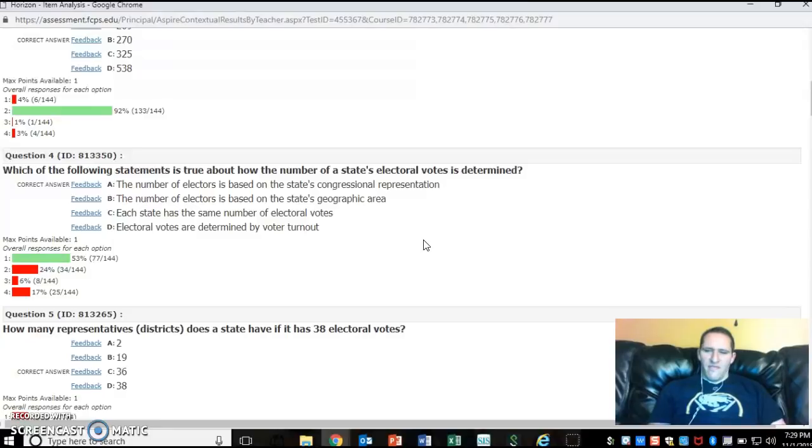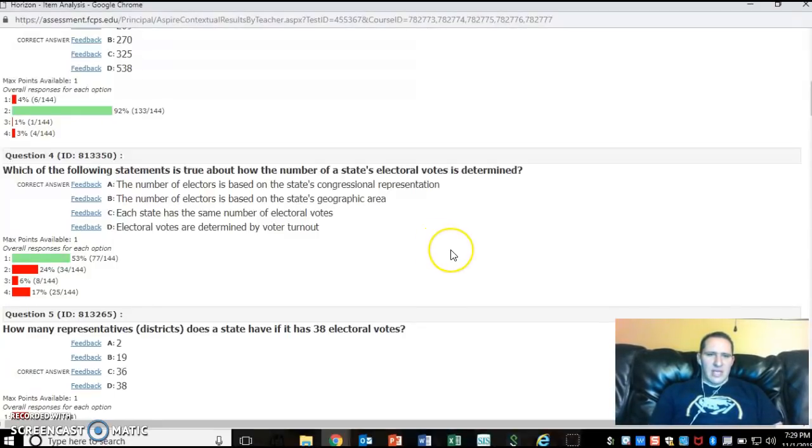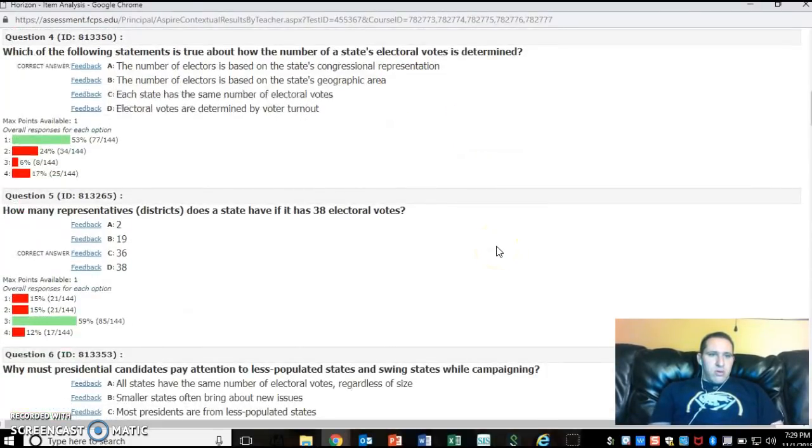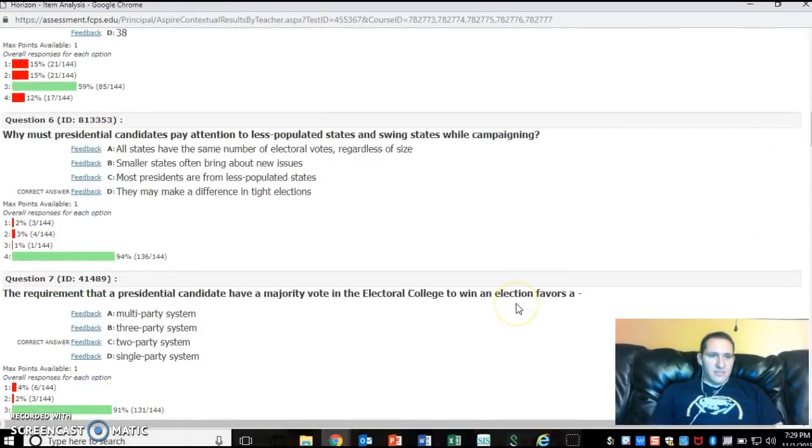Electoral votes are determined by voter turnout. So that doesn't make any sense. Like, the more people that show up to vote, the more electoral votes. No, it's A. And that was, by the way, directly from the Quizlet set. Number 5. 59% of you got this right. Okay, if the state has 38 electoral votes, we know every state has 2 senators. 38 minus 2 is 36. All right, let's move on.